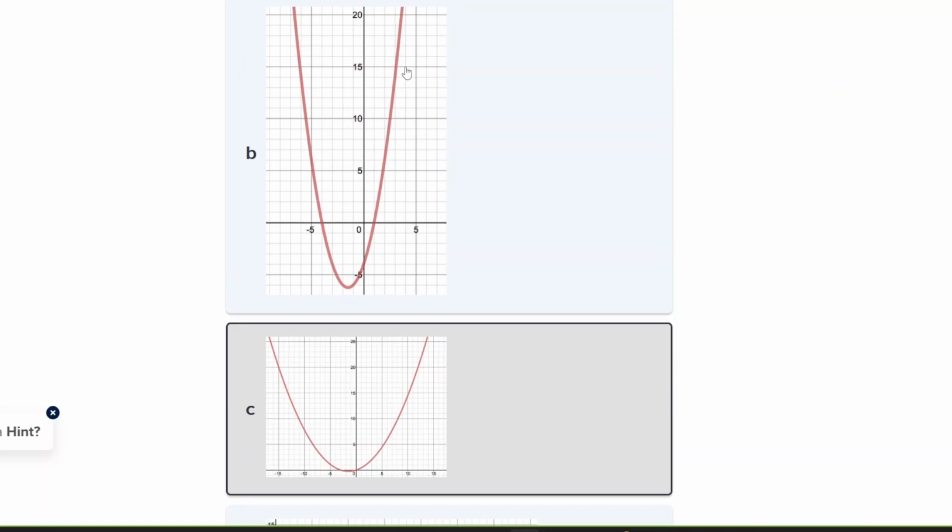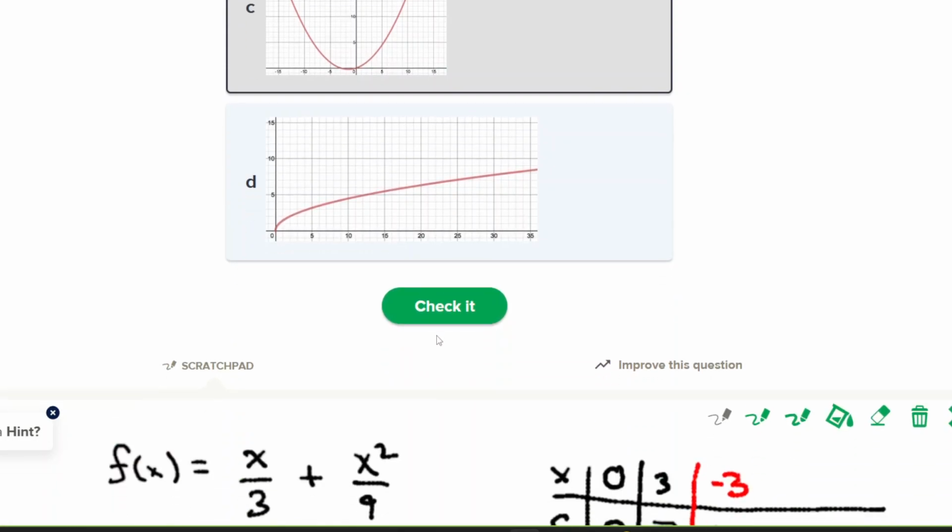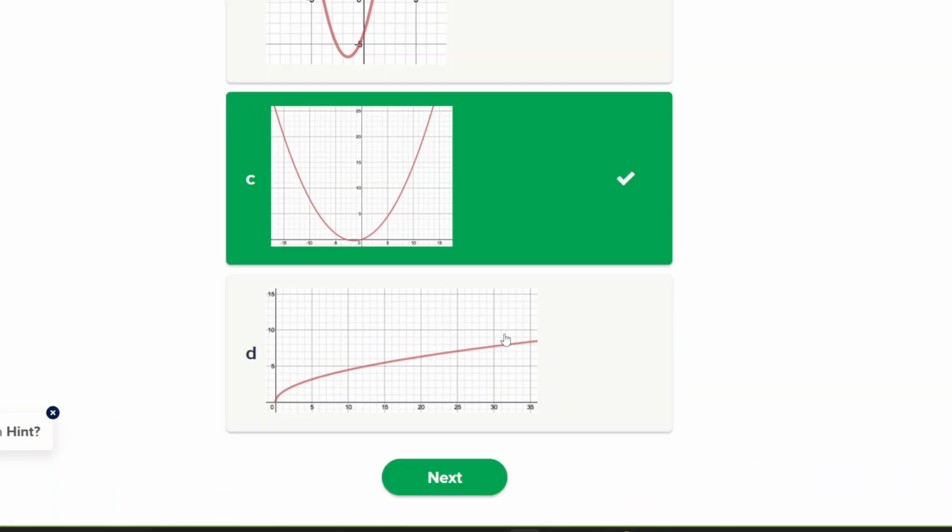Graph B is also a parabola opening up, but the intercepts aren't the same. You get 1, 0 and -4, 0, and the y-intercept is 0, -4. That's not the correct graph. Let's check it out. Wonderful.